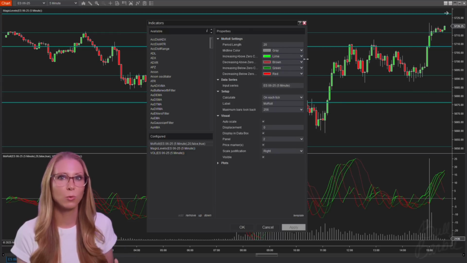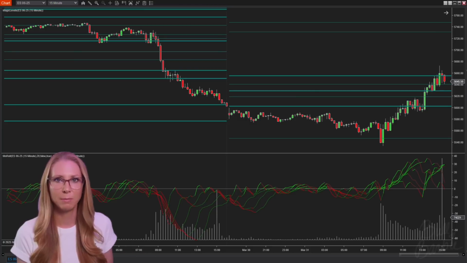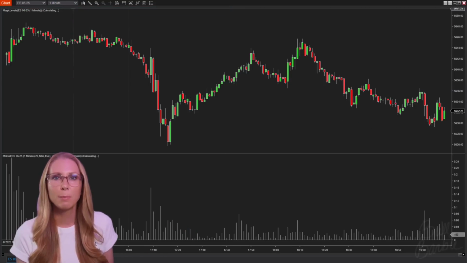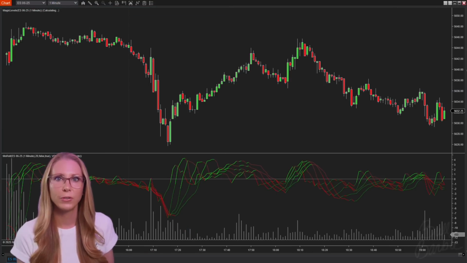The NinjaTrader MoRoll will calculate everything off of the time frame for your data series. So if you're on the 5-minute chart, it's going to give you the correct set of 5-minute MoRolls. Same for the 15-minute or the 1-minute. So I'll pop over to TradingView and show you the settings there.